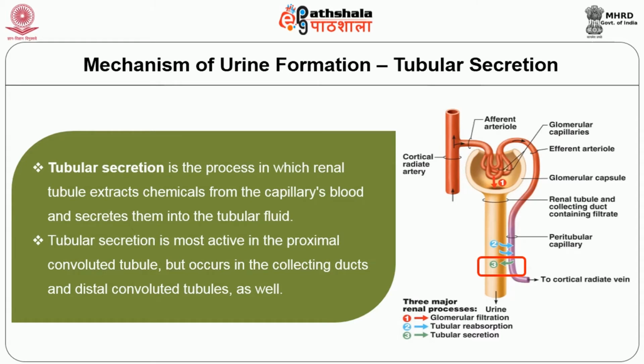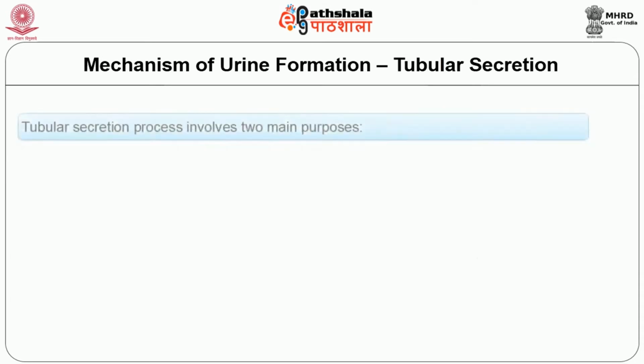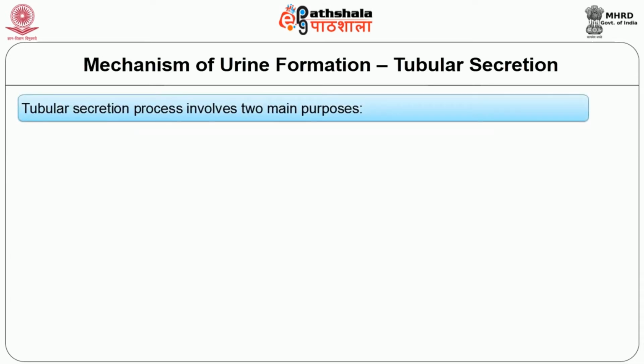The tubular secretion disposes of unwanted solutes, eliminates solutes that were reabsorbed, rids the body of excess potassium and thus controls the blood pH. Tubular secretion is most active in the proximal convoluted tubule but occurs in the collecting ducts and distal convoluted tubules as well. This process serves two main purposes.